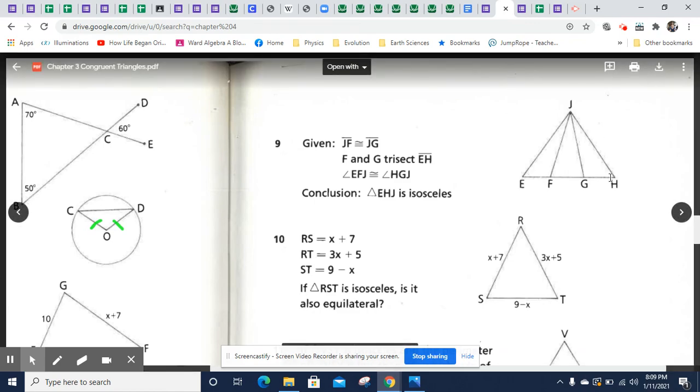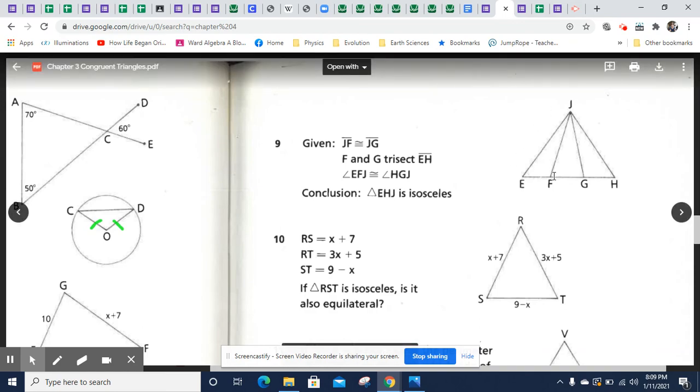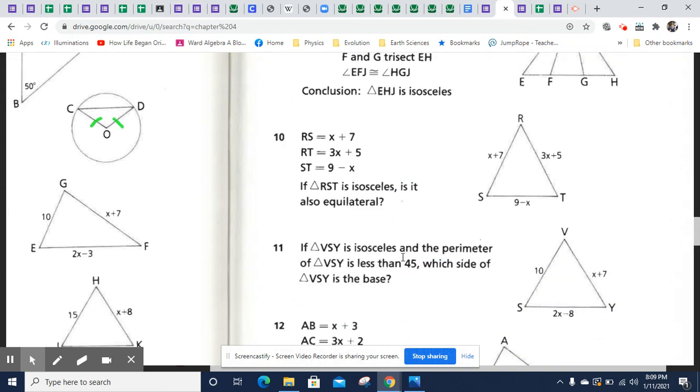And you also know that EFJ is congruent to HGJ, which means that this angle and this angle, JFH and JGE, are also congruent. So that will give you ways to prove that these triangles are congruent to each other. Because this side will be congruent, this side is congruent, and this angle. So you have a side angle side thing. And once you've done that, you'll eventually use some CPCTC and get where you need to be.